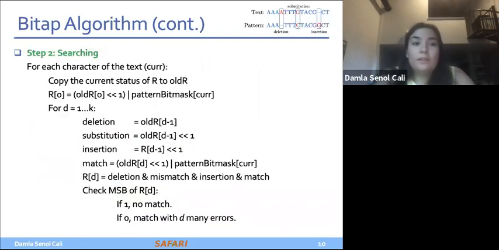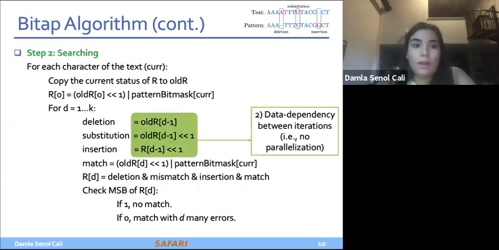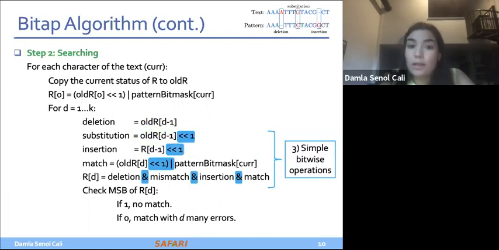So when we look at the second main step, searching, I won't go into the details due to time limit, but I will highlight key properties of the algorithm. And for more details, you can refer to our paper. So first, we are dealing with a large number of iterations. Second, there is data dependency between these iterations, so there's no room for parallelization. But the promising part is, as we highlighted, we are only dealing with very simple bitwise operations.